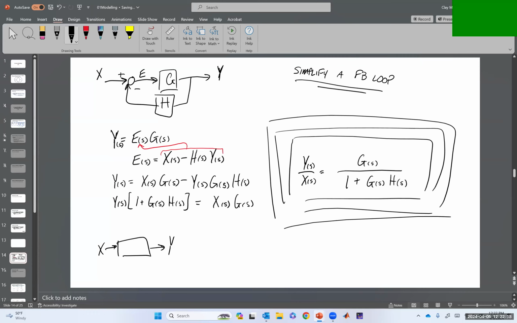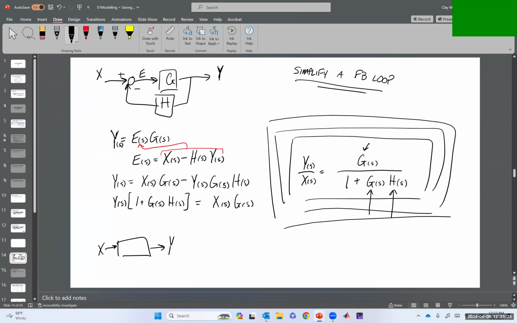Triple box, that's how important this is. So when you have a feedback loop in a block diagram, you can reduce that feedback loop to the forward path transfer function divided by 1 plus the forward path transfer function times the feedback path transfer function.